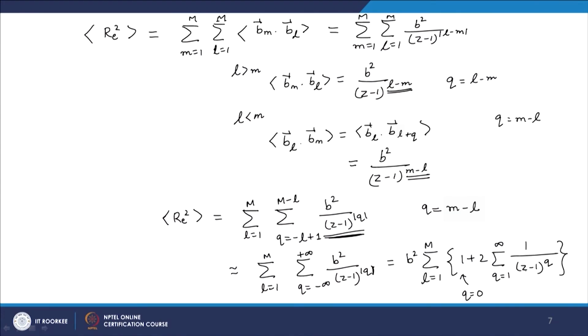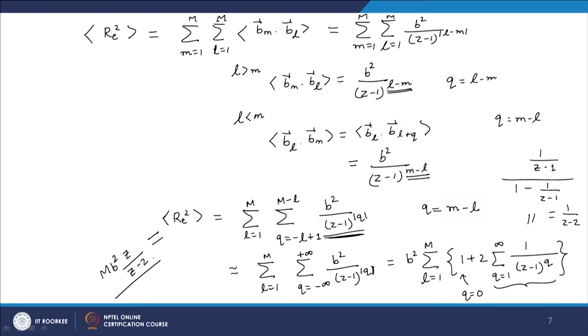So, now we can do this kind of a series. This is a simple geometric series, and this will have a value equal to 1 by z minus 1 divided by 1 minus 1 by z minus 1. So, this is equal to 1 by z minus 2. We multiply by 2 here and then we add here. So, the answer we will get eventually will be equal to m b square z by z minus 2.